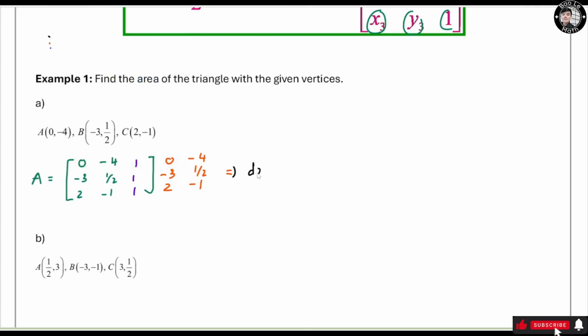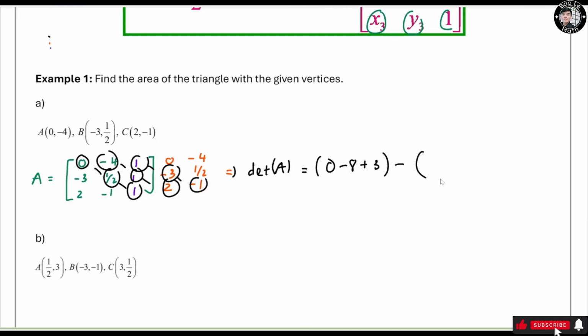Alright, so the determinant of the matrix A is, I'm going to start from the upper left to bottom right, right? So it could be like this. 0 times 1/2 times 1, it should be 0. -4 times 1 times 2, it should be -8. 1 times -3 times -1 should be +3. Subtract. Now, bottom left to top right.